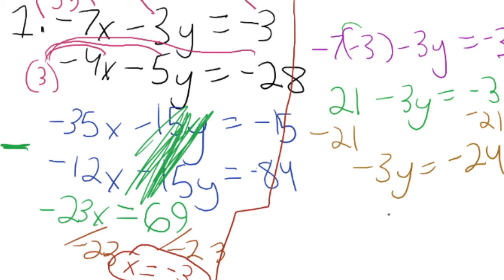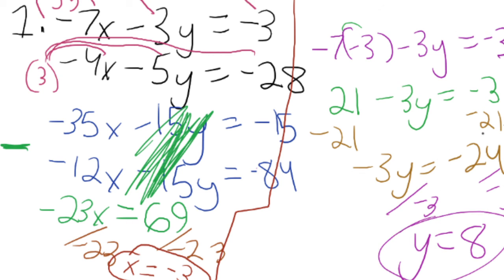Now what I'm going to do is divide both sides by negative 3, and we will get our y equals positive 8. And once again, like before, all we're going to do is write this out as an ordered pair, negative 3, 8, and we're done.